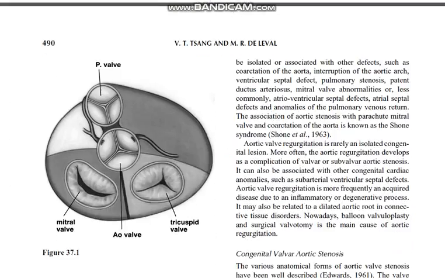In this figure, number 37.1, here we see in the middle the aortic valve, on top the pulmonary valve, on the right the tricuspid valve, and down left the mitral valve.